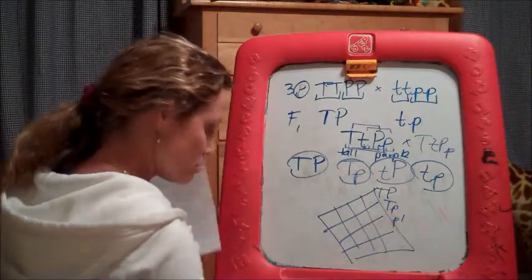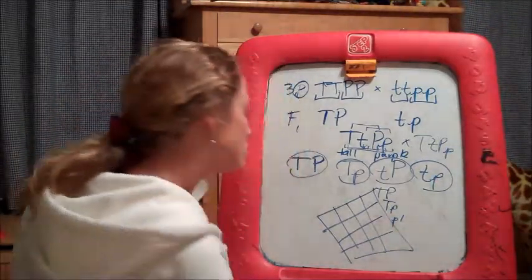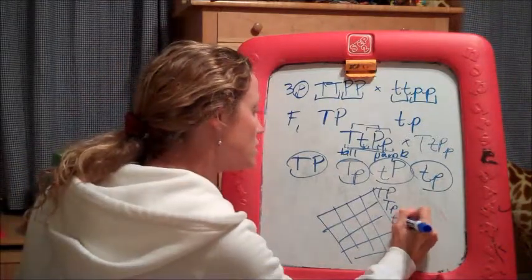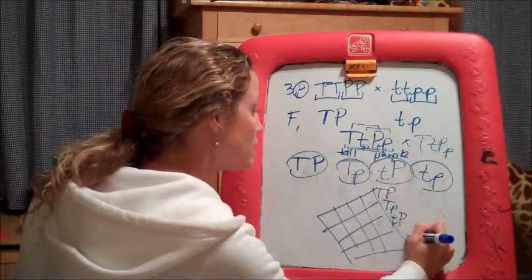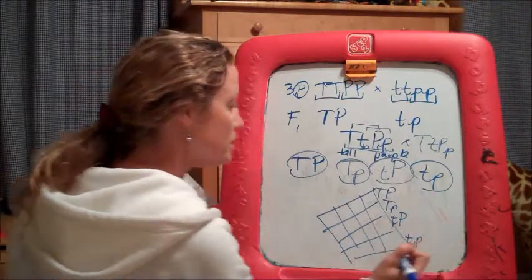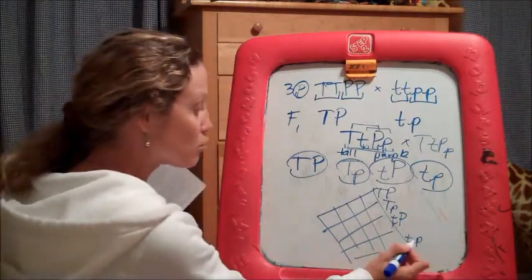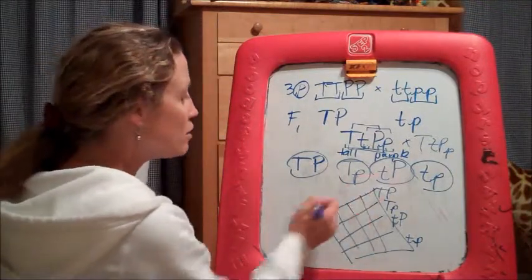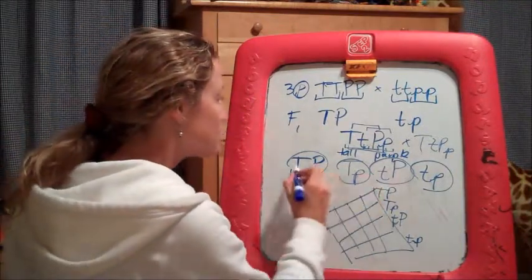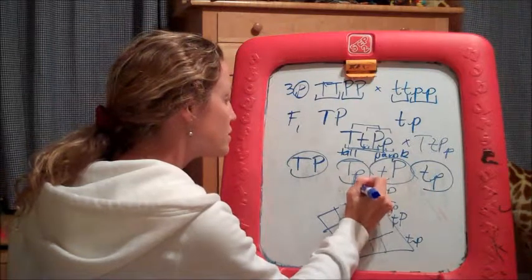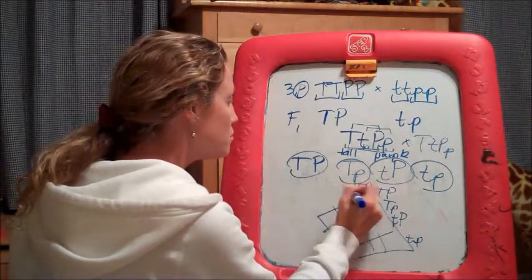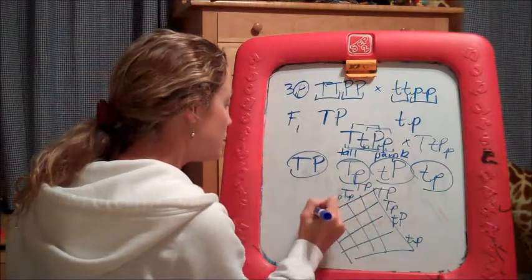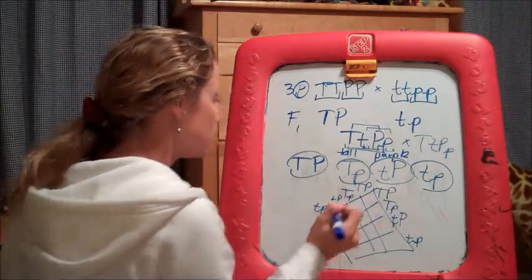big T, big P, big T, little p, big, oh, I did that backwards, eraser, little t, big P, little t, little p. Okay? So again, make it really obvious whether something is a big or a little letter. Along the other side, you'll have the same thing again, since both parents have the same: big T, big P, big T, little p, little t, big P, little t, little p.